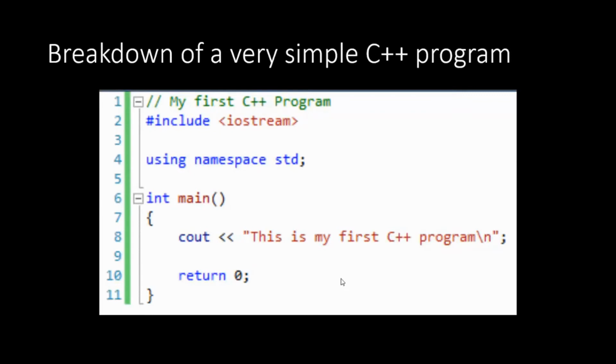So this is what we just wrote. We just wrote a very basic C++ program that outputted, this is my first C++ program. And chances are you probably had no idea what was going on, which is completely fair. If I was a beginner, I would have no idea what was going on. So let's break it down.